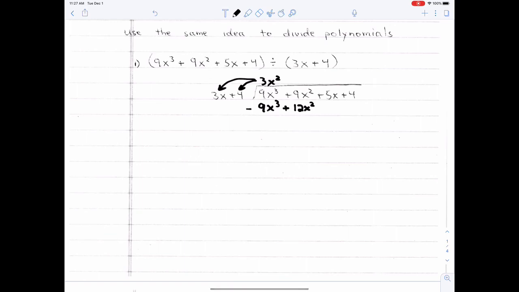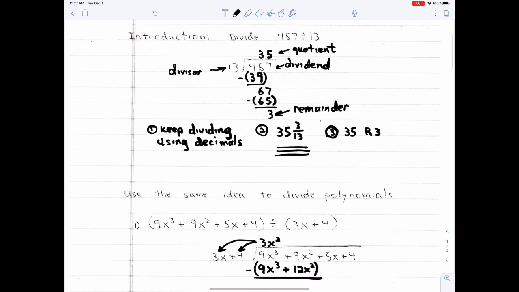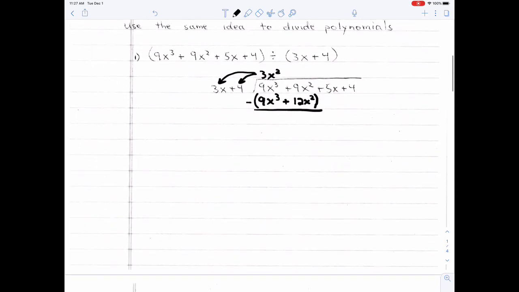Wrong. Okay? Because we have to subtract the entire quantity we've got there. And do you need parentheses there? Yes, you need parentheses there. I did it up here on the top just to emphasize it. Here you absolutely need it. So we take 9x cubed minus 9x cubed is nothing, and 9x squared minus 12x squared is minus 3x squared.